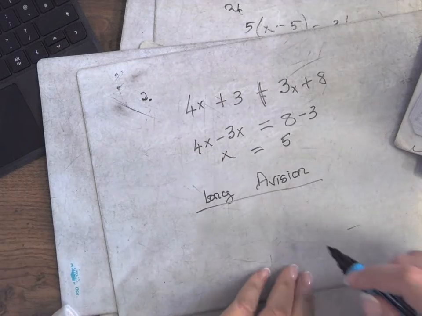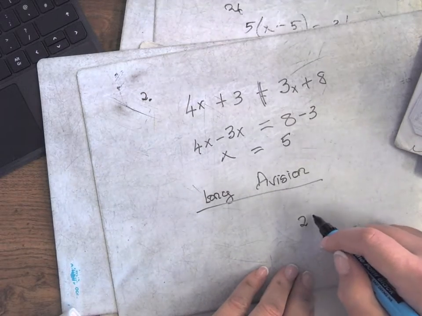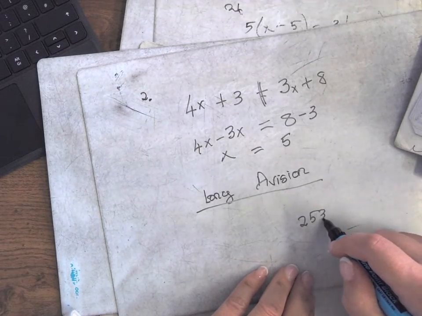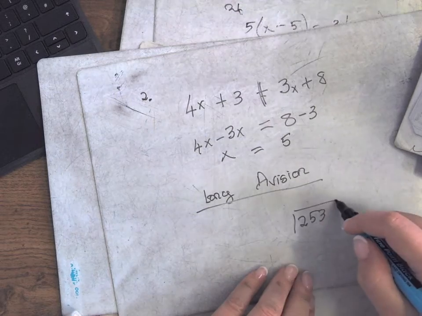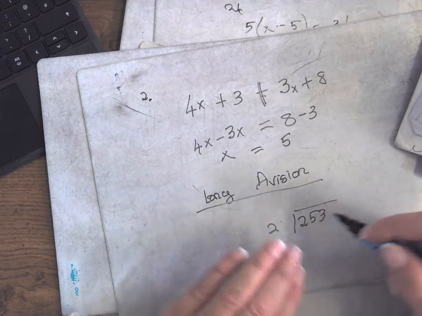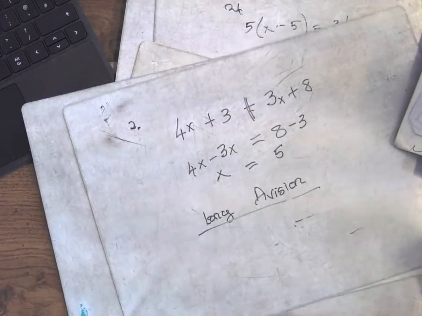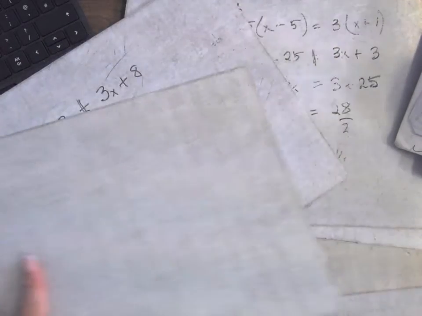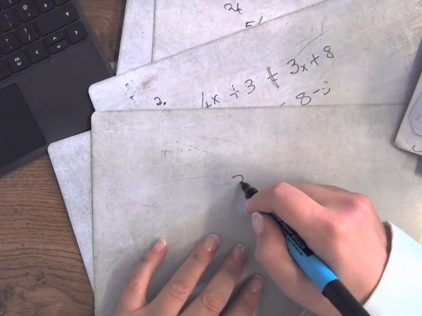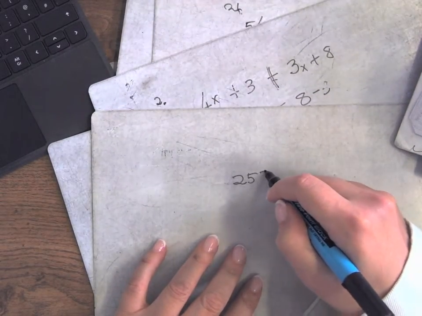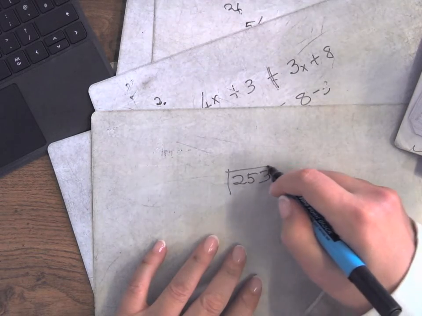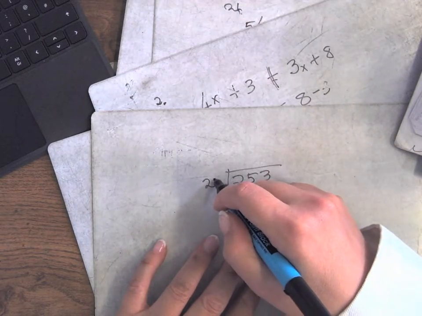So if I have 253 divided by 23, I might do it out in bigger writing. So if I have 253, remember the long division, you did it like that, divided by 23.